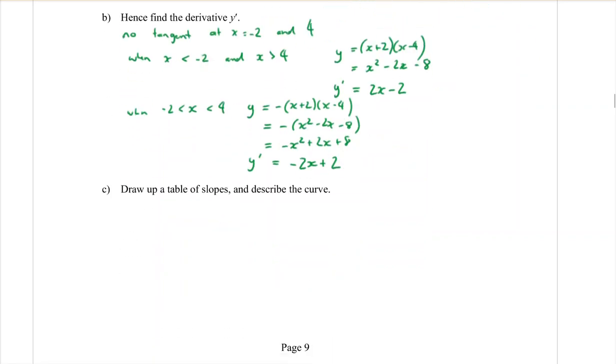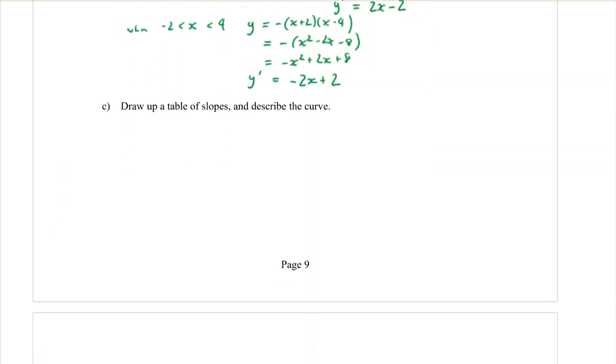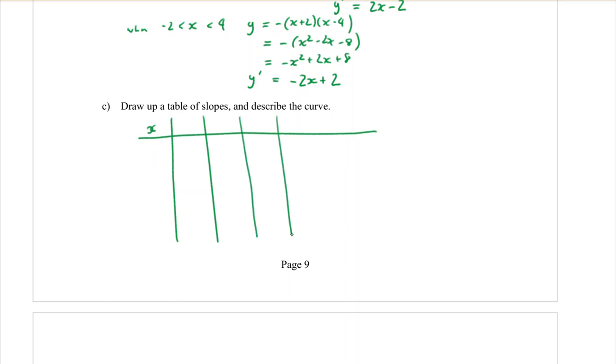So that means that I can draw up a table of slopes that will describe the gradient of that curve at the different points, which is what question C here wants me to do. So the table will involve the x values, which is going to show the -2 and the 4, but also remember we found our turning point, so let's put that in there as well. So I'm going to put -2, my turning point was at 1, and then I had another asymptote at 4.